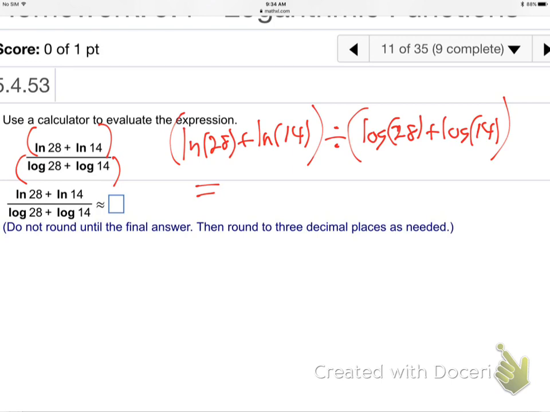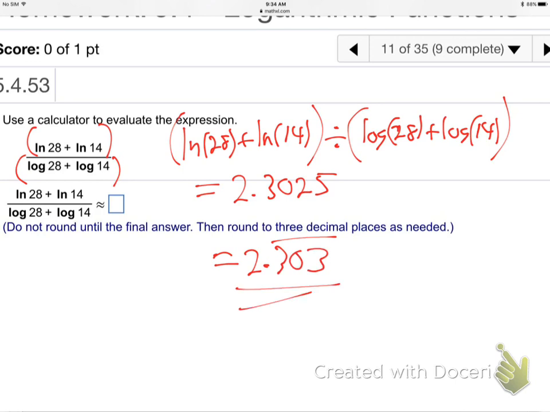One of those, those last two are regular logs, aren't they? So I'm getting 2.3025. How many want 5? So that'll round to 2.303. 2.303 on that. Y'all getting that okay? By typing that in.